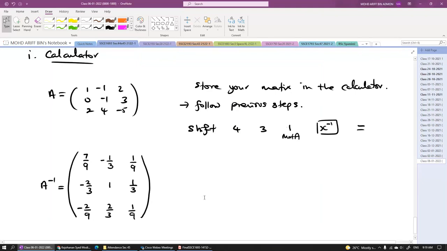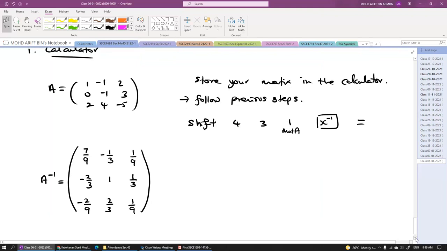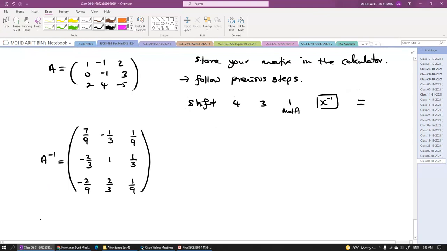Okay, this is number 1. We can use the calculator. Perhaps you are able to get the same answer as mine. Okay, and then number 2. We may use the adjoint method.